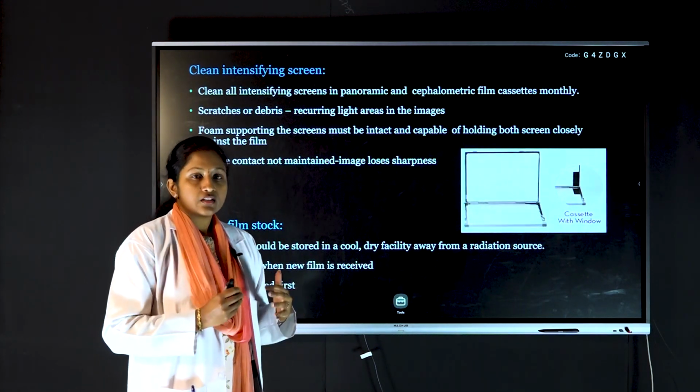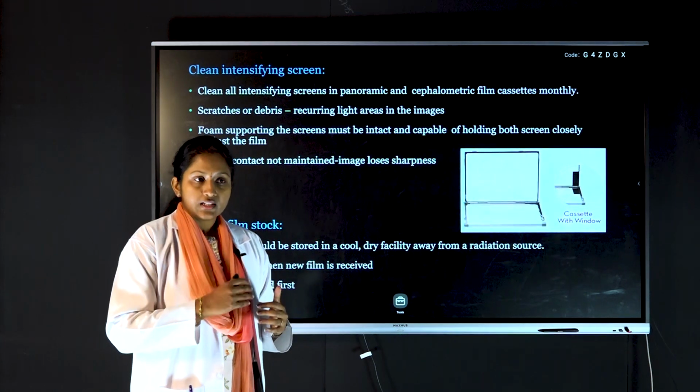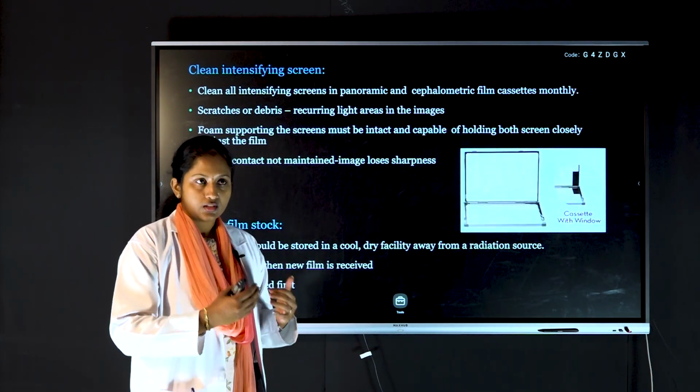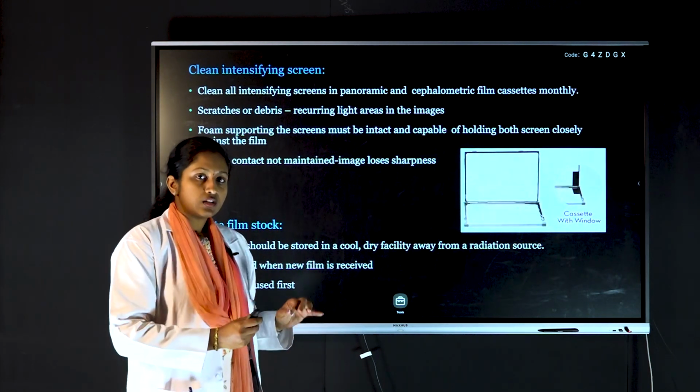Next, rotate the film stock. So every month the film stock should be rotated. That is, the old stock should be used first and the newly procured stock should be placed for later use.